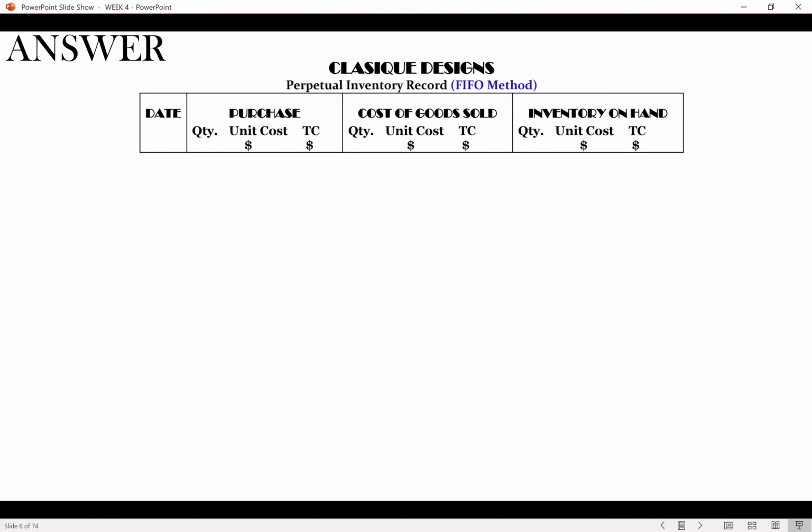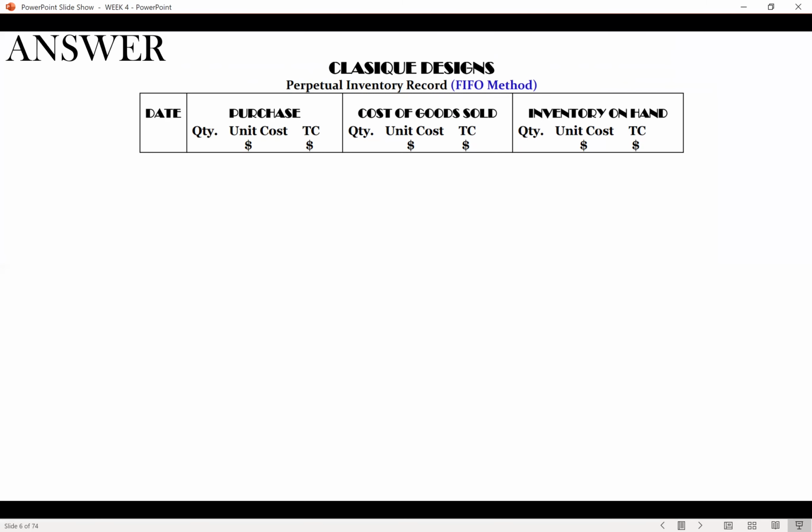The first thing we're starting with is our headings, laying out our perpetual inventory record sheet, or table. Remember the important details, we can't leave those out. Whenever we're doing any statement or table in accounting, there are headings, and that starts with the name of the business, Classiques Design. What are we doing? The perpetual inventory record, and in brackets, we're using the FIFO method.